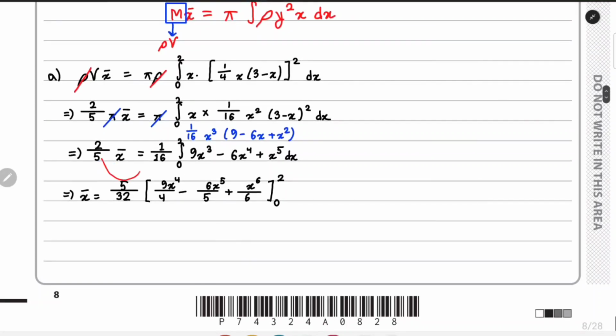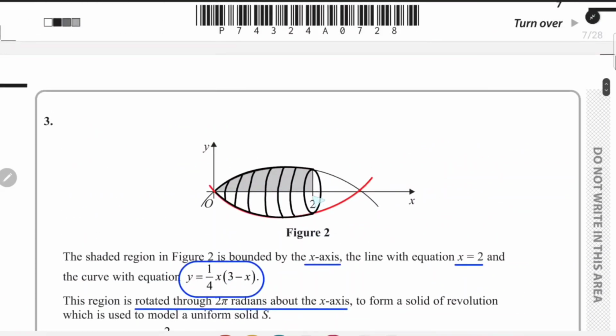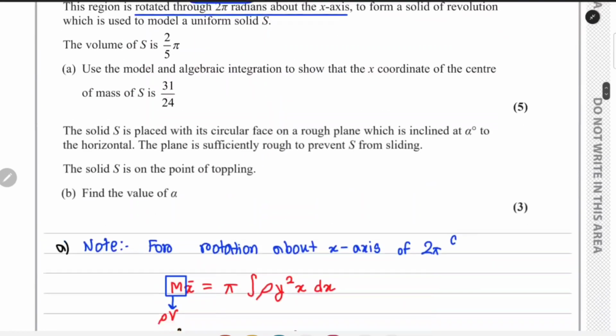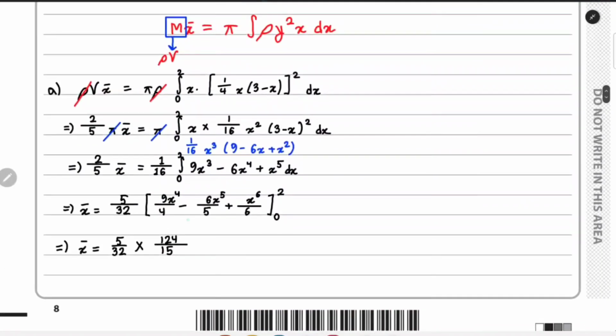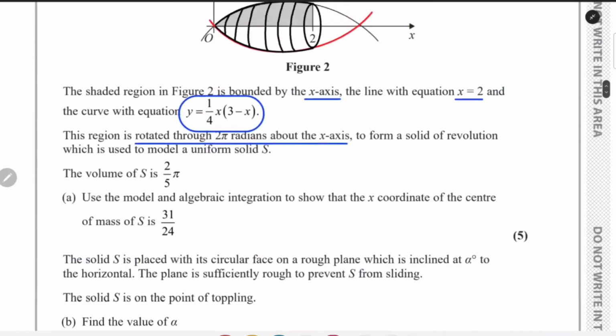So if we move the 2/5 over here and divide it with the 1/16, so 1/16 divided by 2/5, we'll get 5/32, and if we integrate inside, we'll get 9x⁴/4 − 6x⁵/5 + x⁶/6. Now we'll put the limits of 2 to 0 because this value is 2 and this is 0. So we'll get 5/32 times 124/15, which will be 31/24, which we have to show.